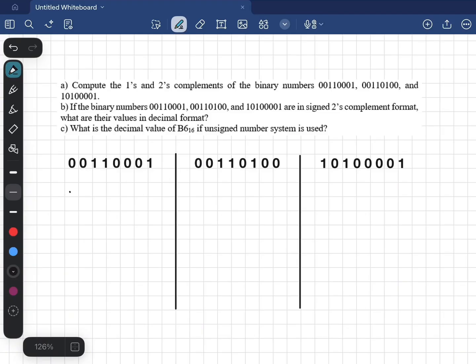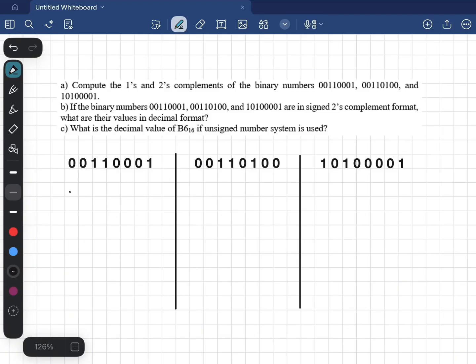If you're more interested in the theory behind the 1's and 2's complement, there are a lot of resources online. I recommend you check those out. But for today, we're going to focus strictly on the example from the textbook. First up, problem A asks us to find the 1's and 2's complement for three 8-bit binary strings.